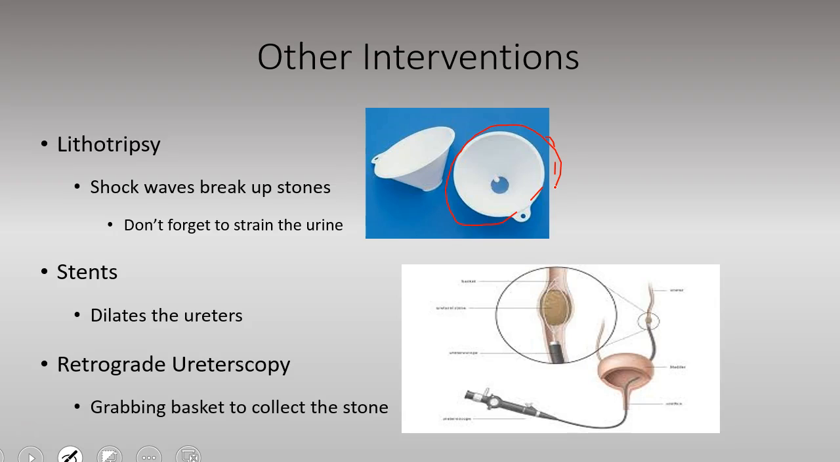If the lithotripsy doesn't work, you could do stents. Stents can go up through the urethra, into the bladder, up to the ureter. They put the stent in, and what the stent does is it opens up the ureter so that way the stone can pass through it. They can also do a retrograde ureteroscopy, which is basically the picture here, where they go up through the urethra into the bladder, go up to the ureter, find the stone, grab it, and literally just pull it all out.